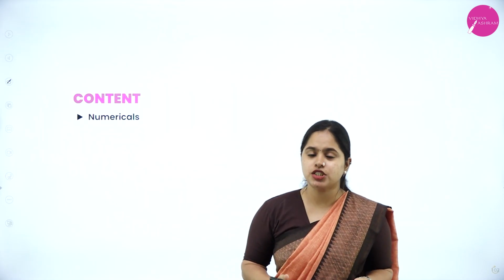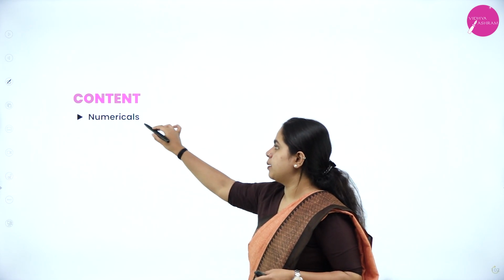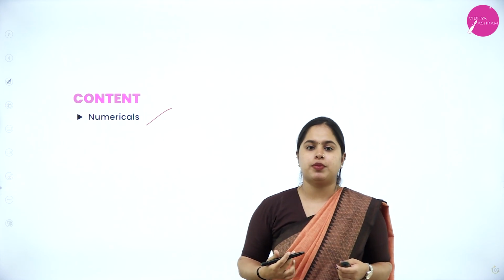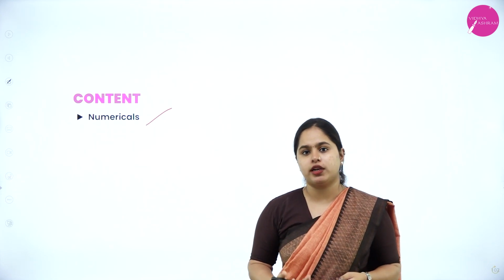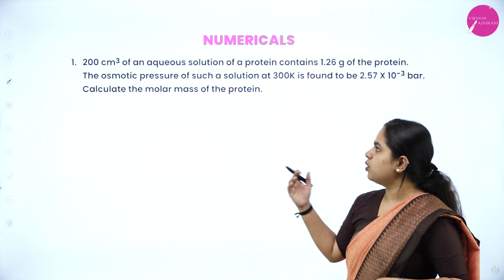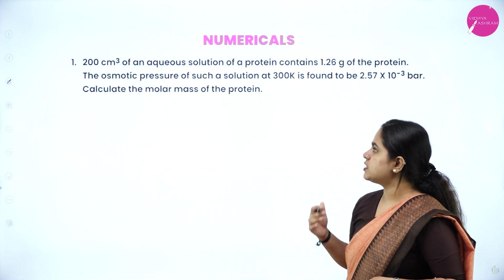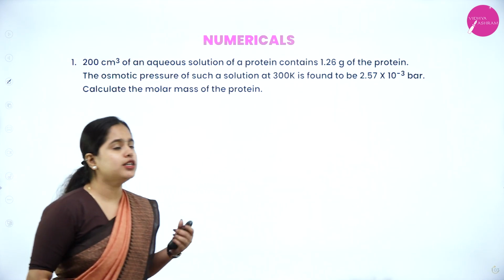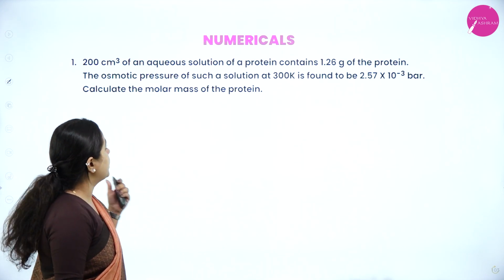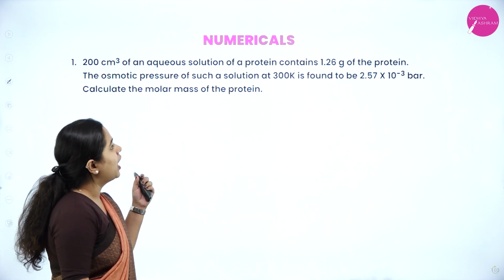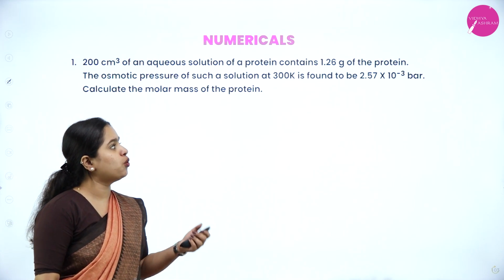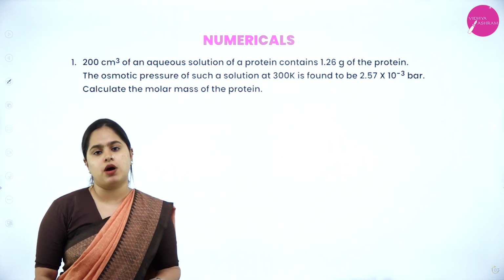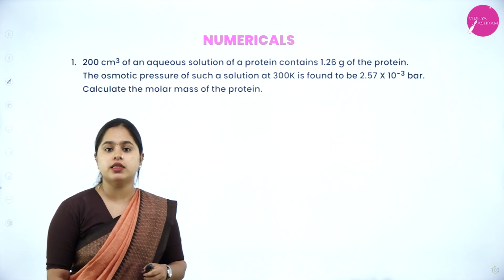So in today's session let us solve some numericals based on the colligative properties that we have studied: the relative lowering of vapor pressure, depression in freezing point, elevation in boiling point, and osmotic pressure. So let's begin with the first question. 200 centimeter cube of an aqueous solution of a protein contains 1.26 gram of protein, and the osmotic pressure of such a solution at 300 Kelvin is found to be 2.57 into 10 to the power minus 3 bar, and you have to calculate the molar mass of the protein.